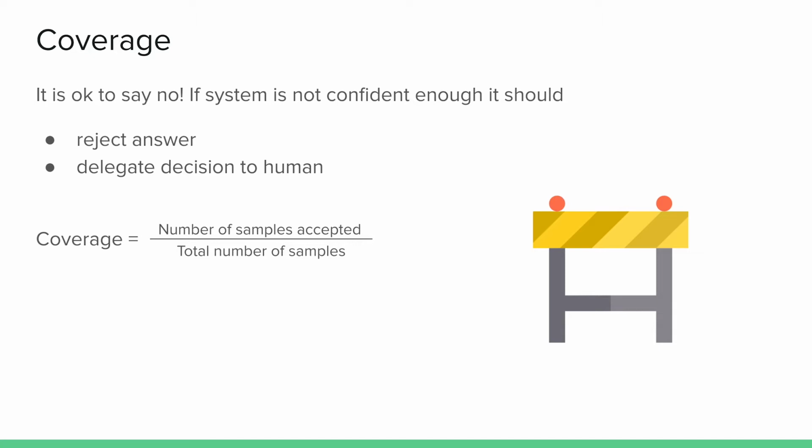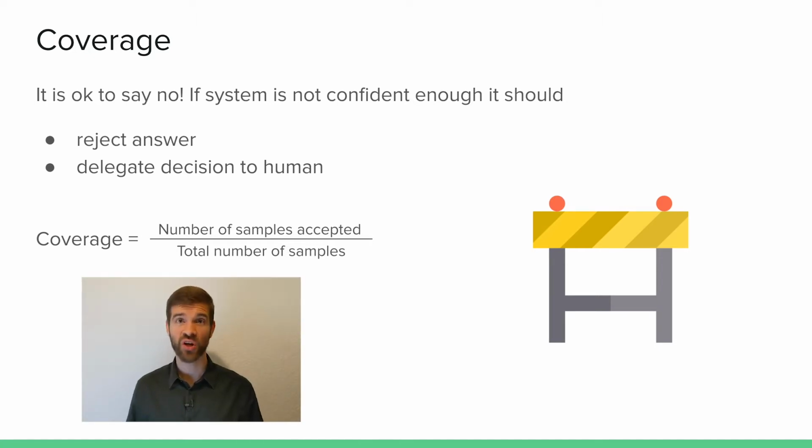So coverage means that it is okay to say no, and we all should be aware that sometimes the neural network will be uncertain of the decision. It will not know the answer for sure. And if the system is not confident enough to give a prediction and to state a clear output, it should be allowed to reject giving an answer or saying, okay, please, human, this thing is too hard for me, you have to take over, and delegate the decision to us.